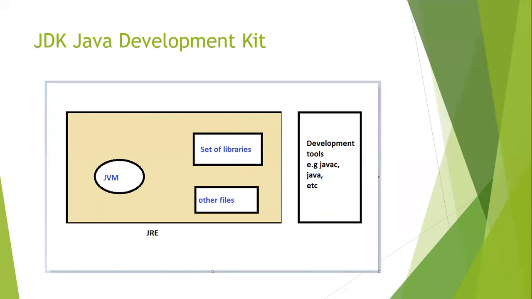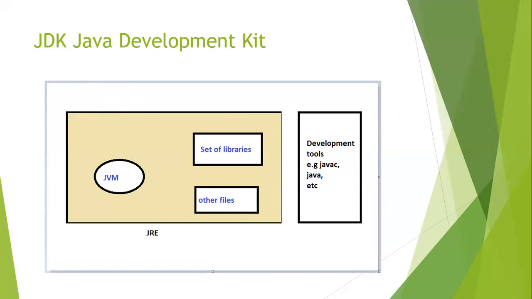In the next slide, we will discuss the Java Development Kit. JDK is an acronym for Java Development Kit. The Java Development Kit is a software development environment which is used to develop Java applications and applets. It physically exists. It contains JRE and development tools. We already discussed JRE in the previous slide. So it contains JRE plus development tools, like Java compiler, Java interpreter, and many others. So it is a combination of JRE and development tools. Total whole we can call it a Java Development Kit.